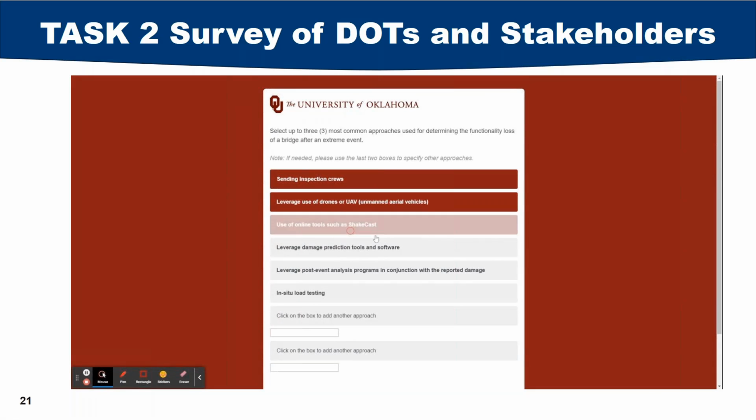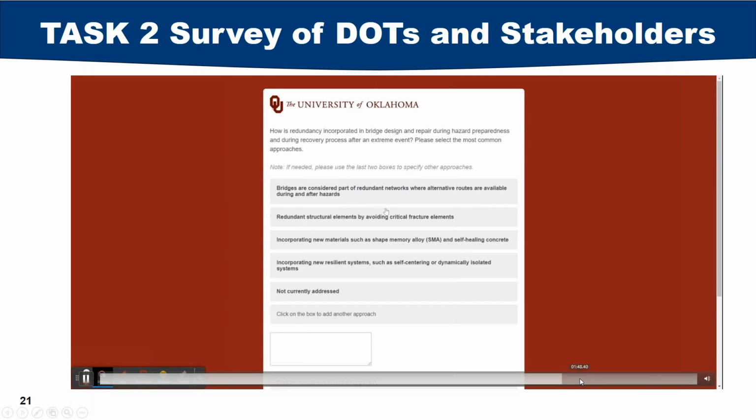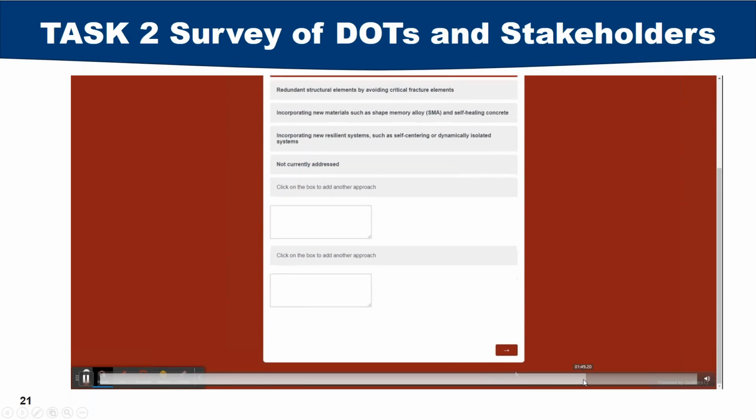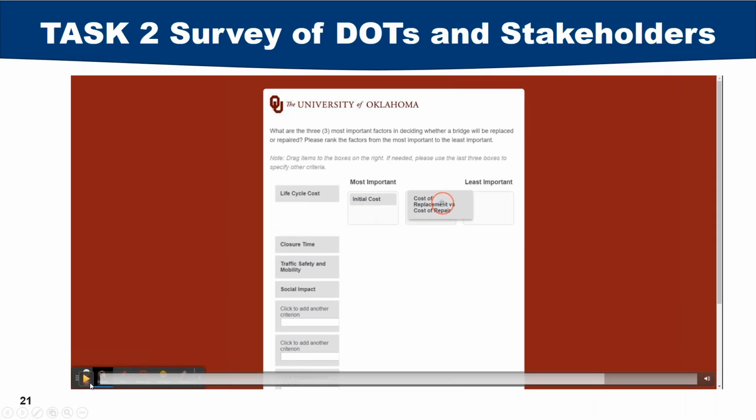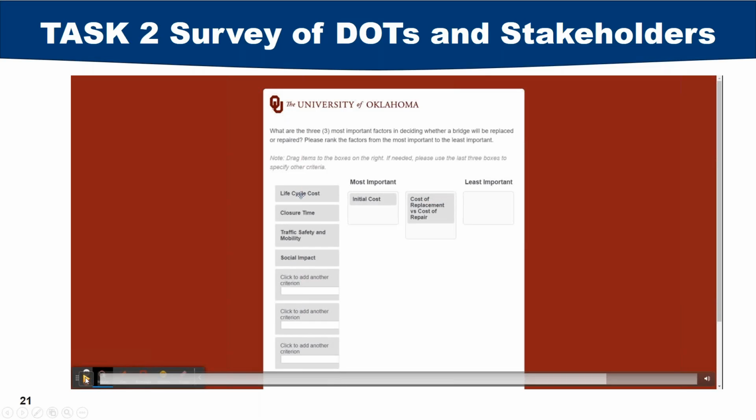Question 11 is related to redundancy. Again, we're giving them some choices. We're asking how redundancy is incorporated in their design. There are choices, so they could select based on what is practiced within the agency. Question 12 relates to how they decide whether a bridge should be replaced or repaired.